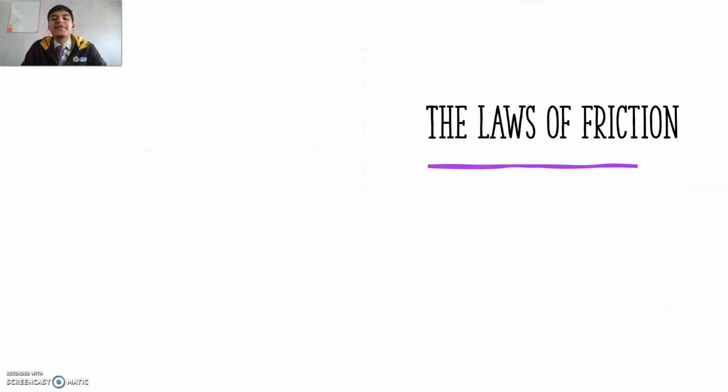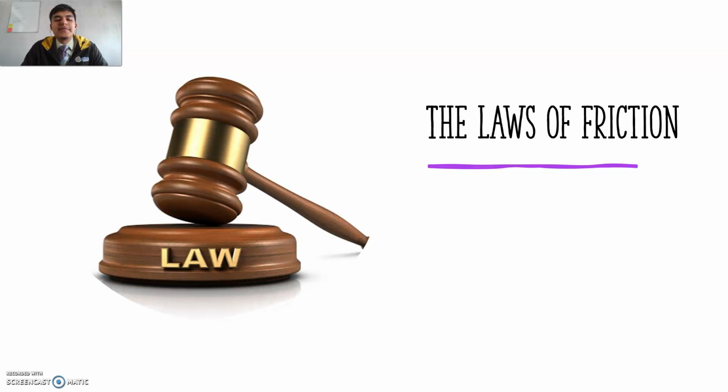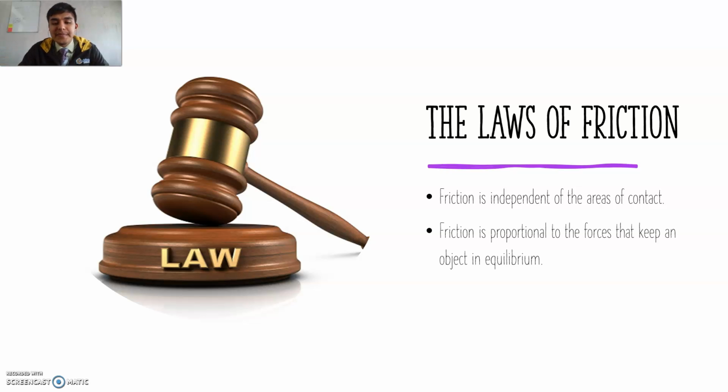All right, we also have the laws of friction. Friction is independent of the areas of contact. The objects themselves already have a coefficient of friction, so it does not necessarily change because they interact with one or another substance. The objects we analyze always have a constant coefficient of friction.